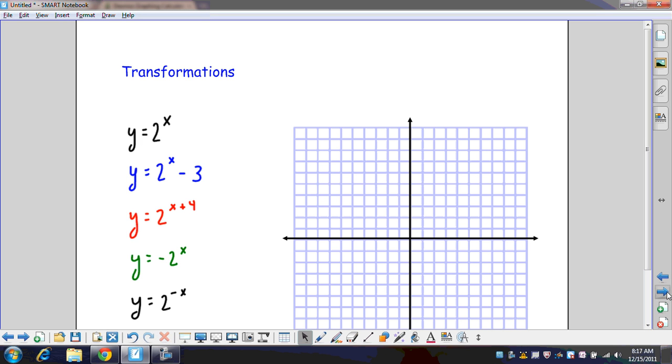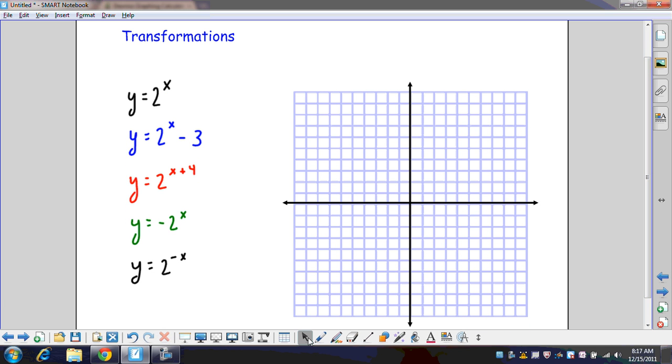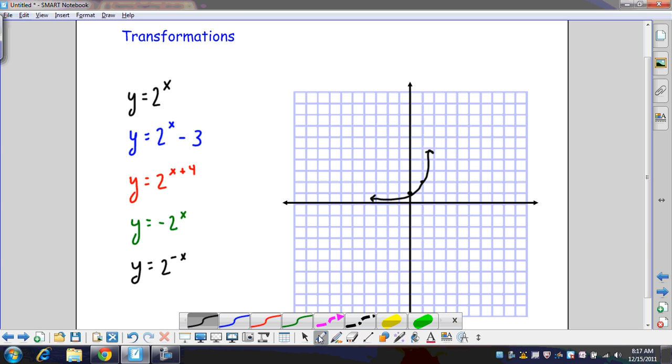Now, let's talk about some transformations. We've got really four different kinds of transformations. We are going to see shifts up, down, left, right, and we're going to see reflections over the x-axis or over the y-axis. So let's go through each one. So the first thing I'm going to do, since we just graphed 2 to the x, is go ahead and draw that one in real quick. So I'm going to plot 0, 1 and 1, 2 and draw my curve upwards. Okay, so there's 2 to the x.